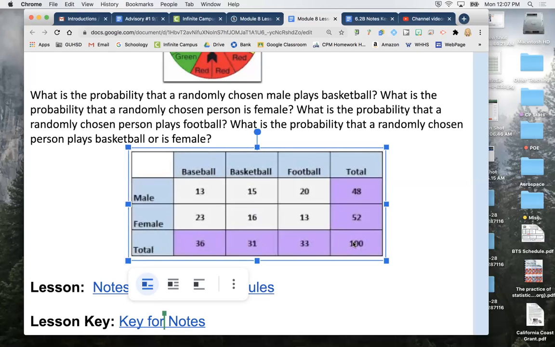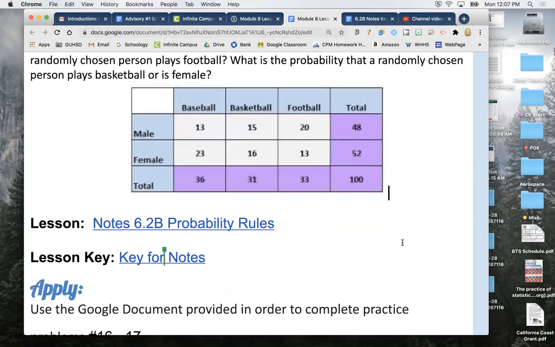And the probability, one more time, would be 31 out of 100 plus 52, and then subtract out 16, and I get 67 out of 100, which would be 0.67. That is the probability.